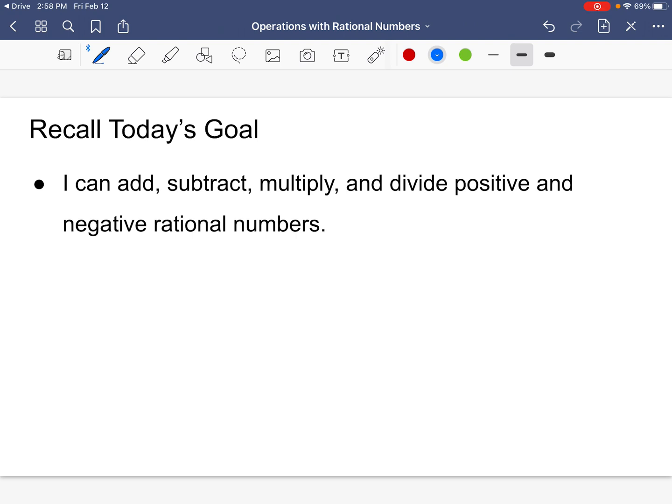Sometimes I find myself that if I don't decide up front what the sign is going to be, I forget to check at the end. So it's good to determine up front what your sign is going to be and then do the math. And that's the end of today's lesson.